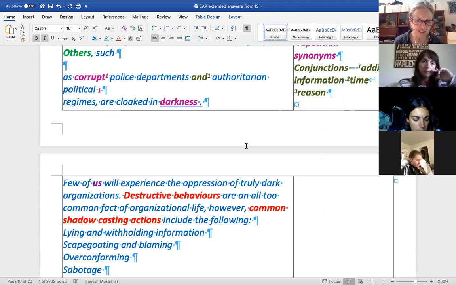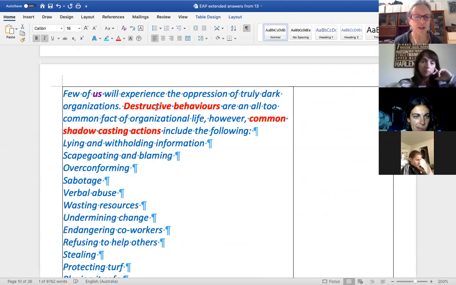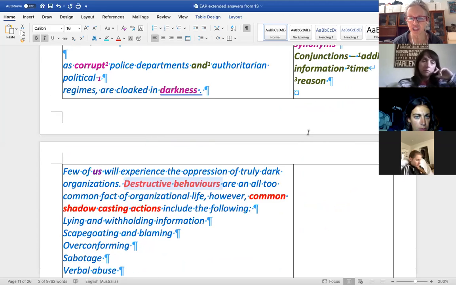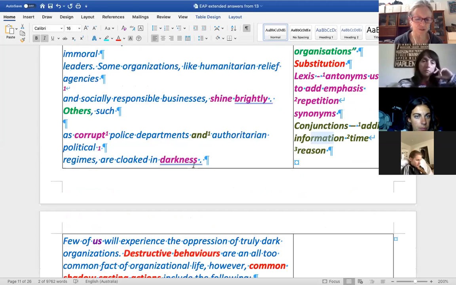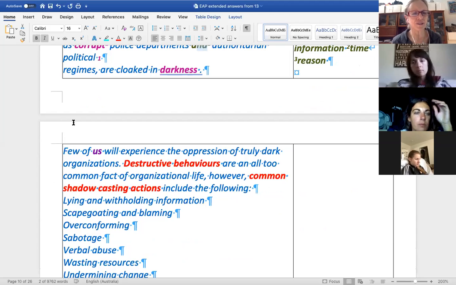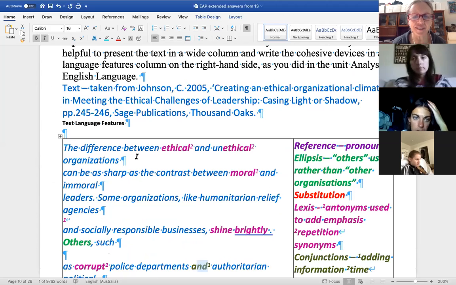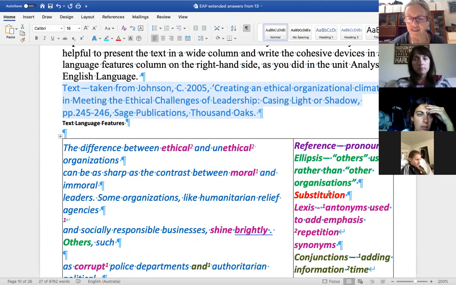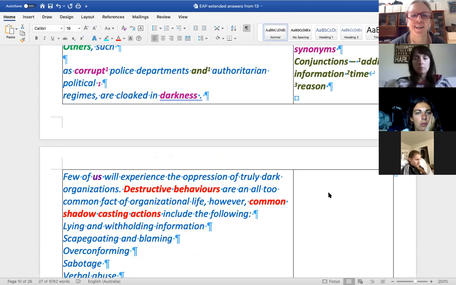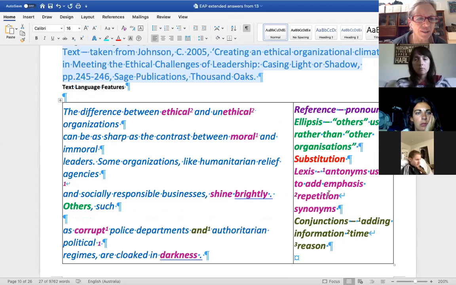Substitution is in red colour. So instead of saying what the whole behaviour is, it's destructive behaviours. Conjunction, like and, because, therefore. So in your assignment, you've got to find a text similar to this and write about putting in pronouns, ellipses, substitutions, conjunctions, like that. And it's got to be 250 words or under, around about that.